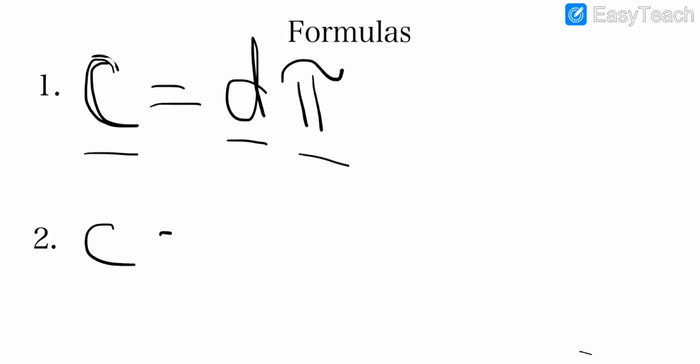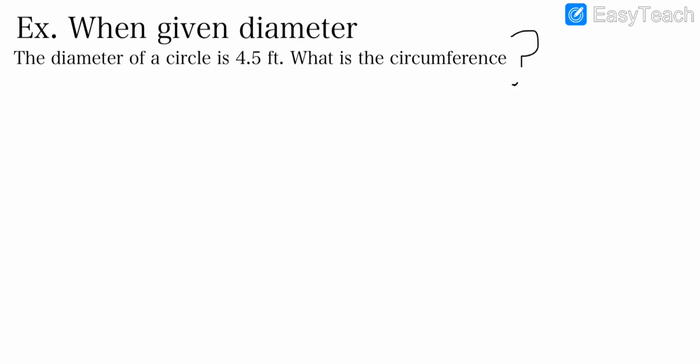The other one is the circumference, or C, equals 2 pi r. Okay, so instead of just using the diameter, if I'm given the radius, remember that I have to have the diameter, so I can multiply that radius by 2 to get the diameter. So let's look at our first example here. Okay, when given the diameter, that's our first example. So the diameter of a circle is 4.5 feet. So what's the circumference?